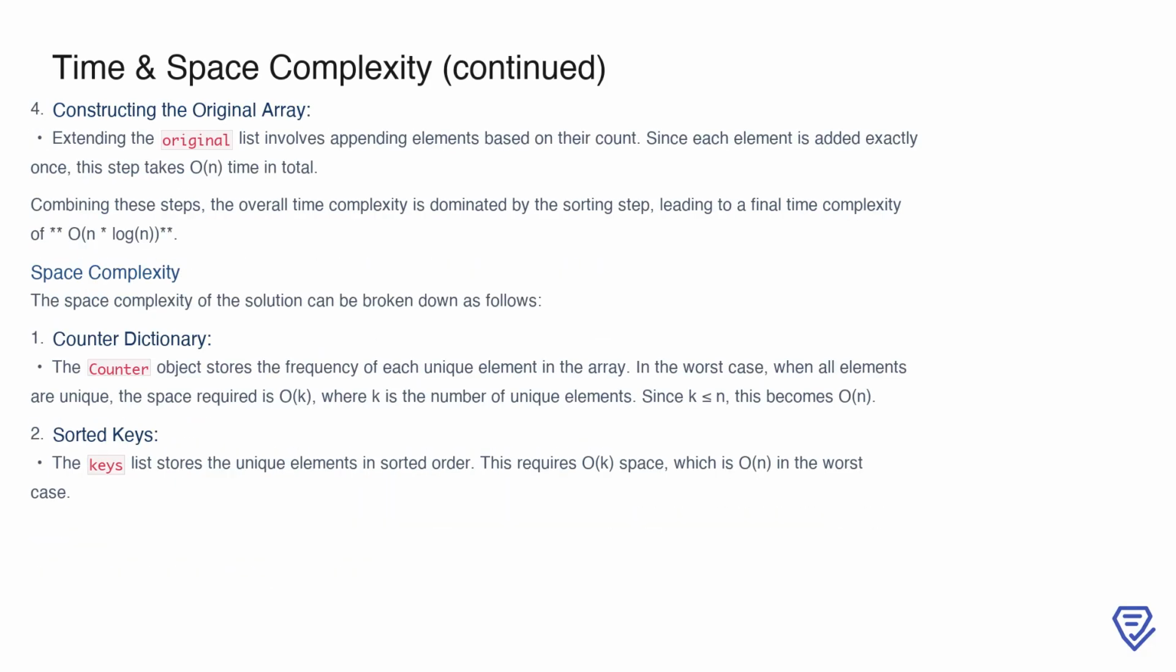The time complexity analysis continues with the step of constructing the original array. In this step, we extend the original list by appending elements based on their count in the counter. Each element is added exactly once to the original array, so this step runs in O(n) time. When we combine all the steps, the overall time complexity is determined by the most time-consuming operation, which is sorting the keys. This makes the final time complexity O(n log n).